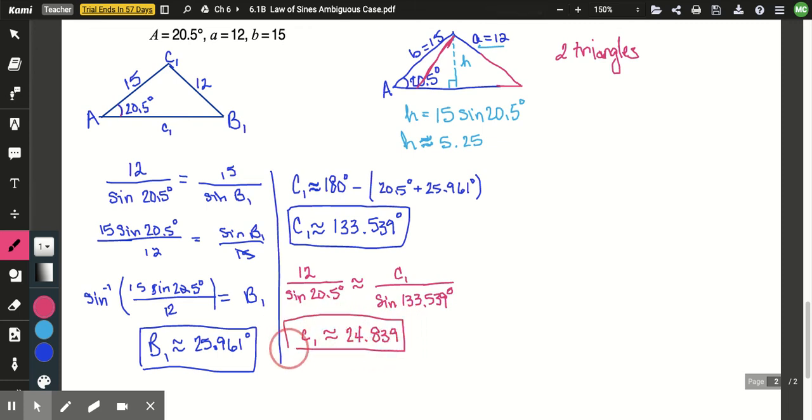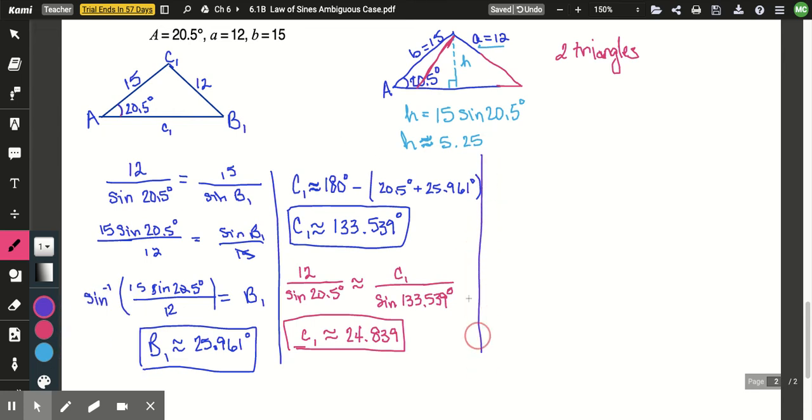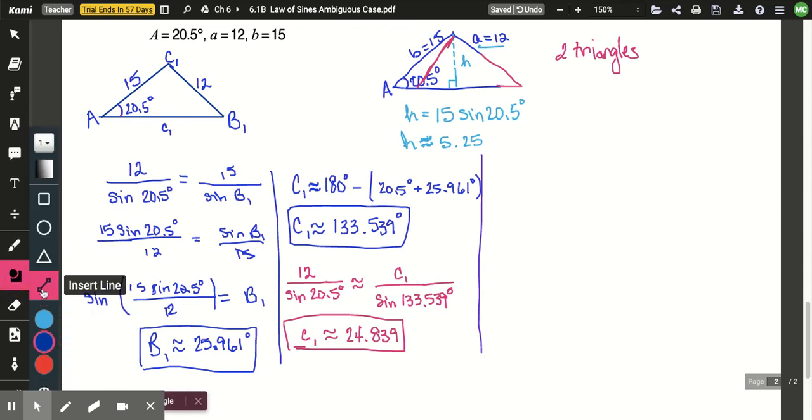Okay, so now I have all three pieces of missing information for my first triangle. But now I have another triangle to solve. I've got this obtuse one. So let me sketch a picture of that one. So I'm going to sketch it over here. My side A on this one is going to be very small. I can see from my original sketch there.